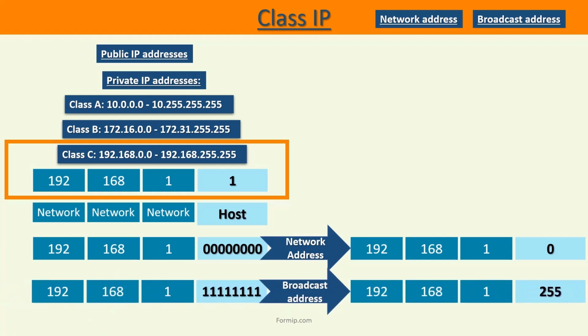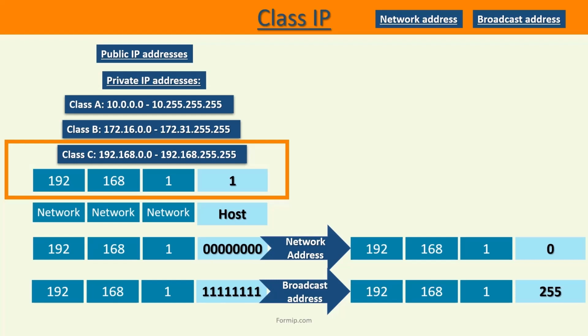192.168.1.255 is also not available for a PC. To sum up, setting all host bits to 0 gives you the network address, and changing all of the host bits to 1 gives you the broadcast address. And these two IP addresses are not usable for computers.